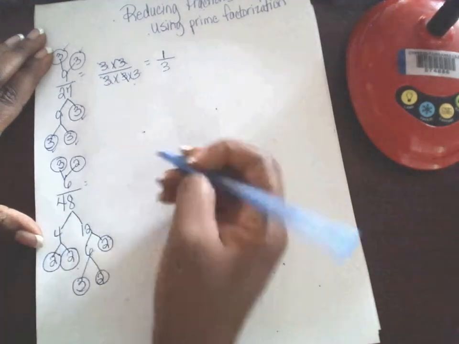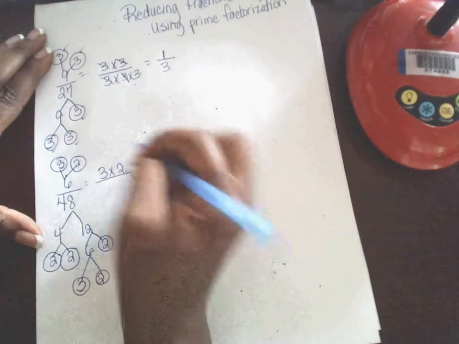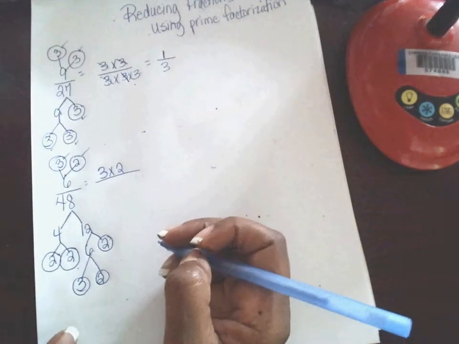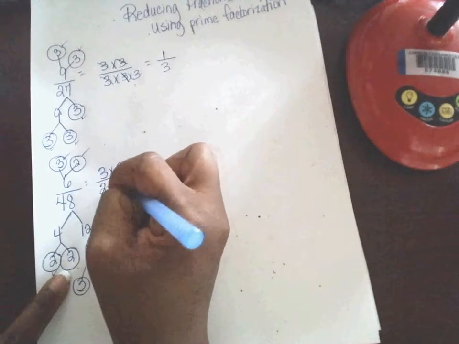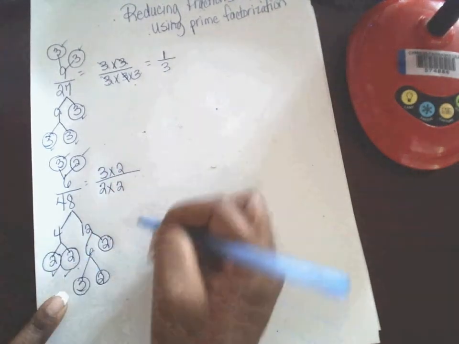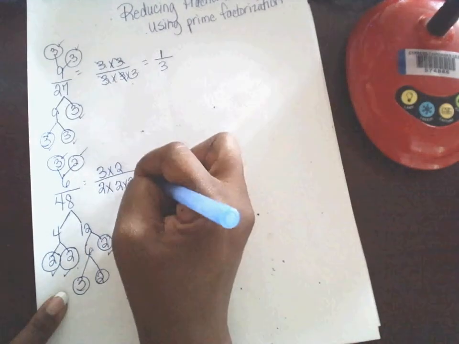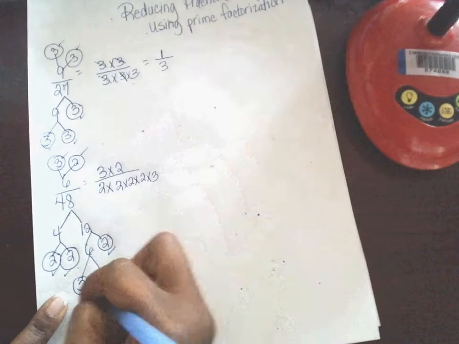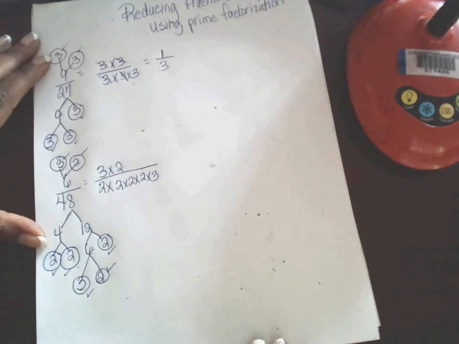That's a lot of numbers. So 6 equals 3 times 2, here and here. And then 48, we're going to have to check these because there's lots of numbers. So I'm going to put a 2 times 2 times 2 times 2 times 3. Okay?